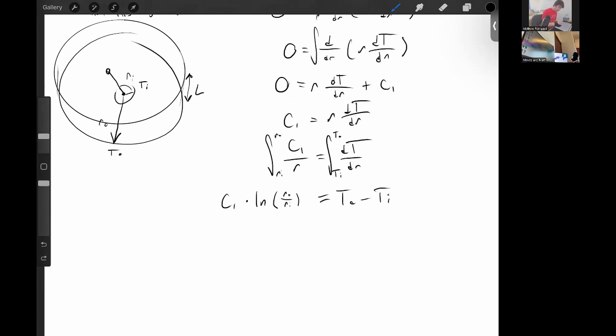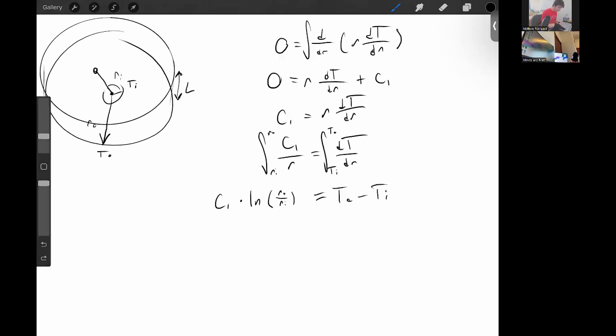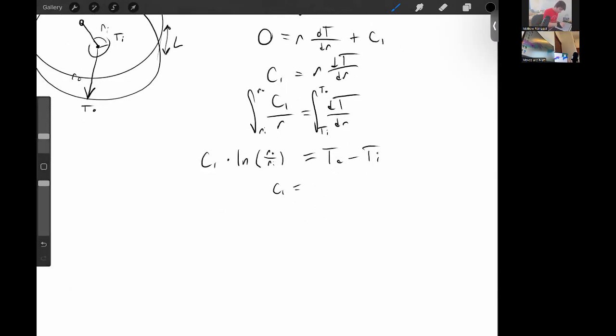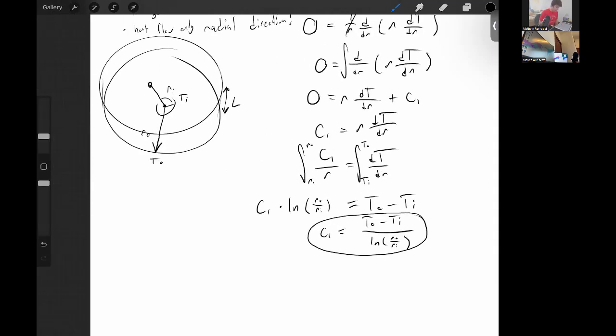So now we can actually have a definition for C1. We can say that C1 equals the temperature difference of the outside and the inside over the natural log of the outer radius over the inner radius. Okay. So we have our relationship for C1 for the outer and inner radius. What we need to do now is prove that this equation exists at any distance, because we're concerned with just T at any distance.